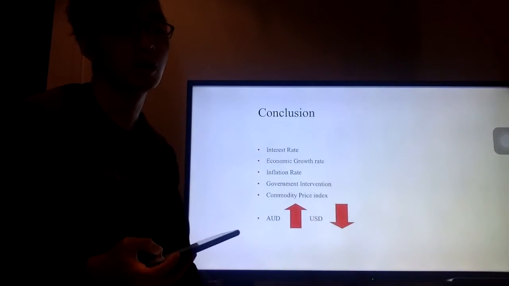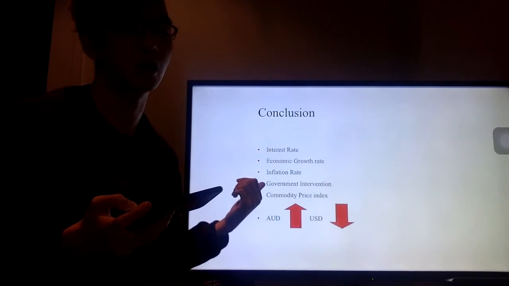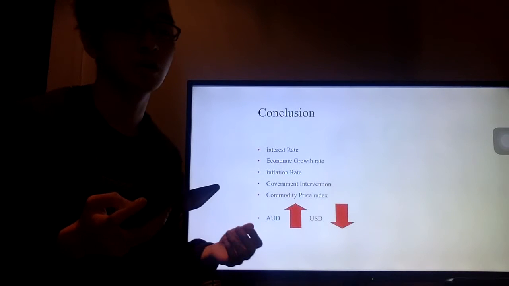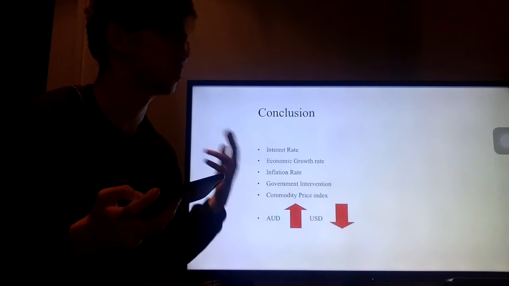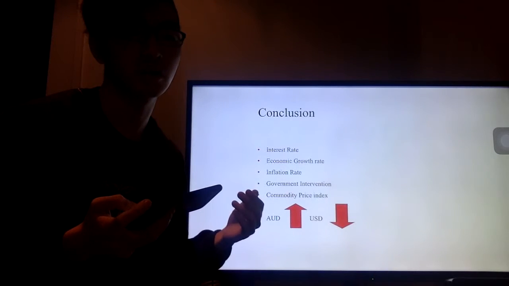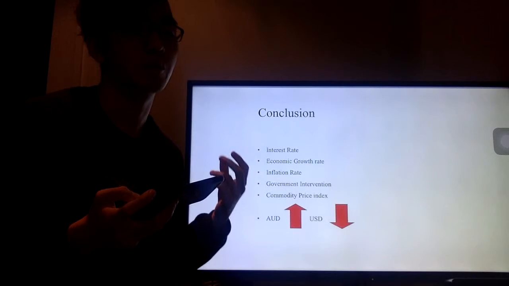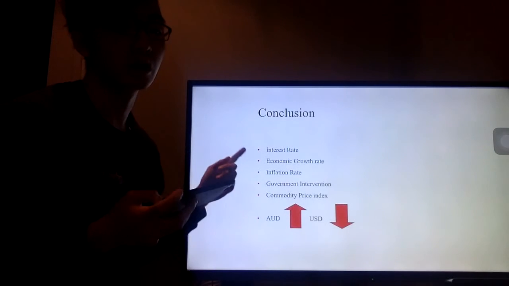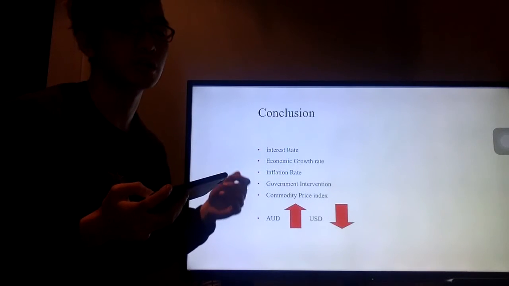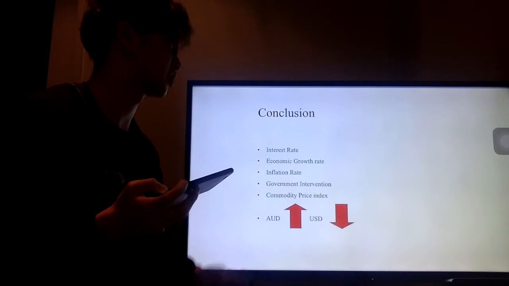In conclusion, after we analyzed the American and Australian inflation rate, interest rate, and the government intervention, we can say that although growth is slow, the overall economic situation in Australia is on the rise, and it is expected to reach an economic growth rate of 3% in 2018.